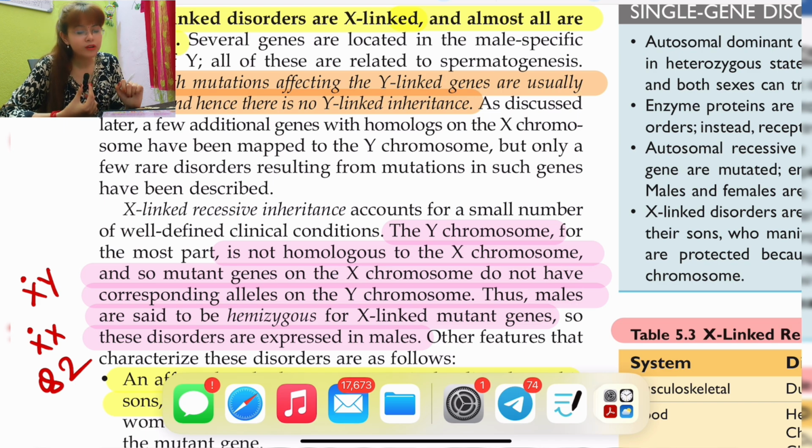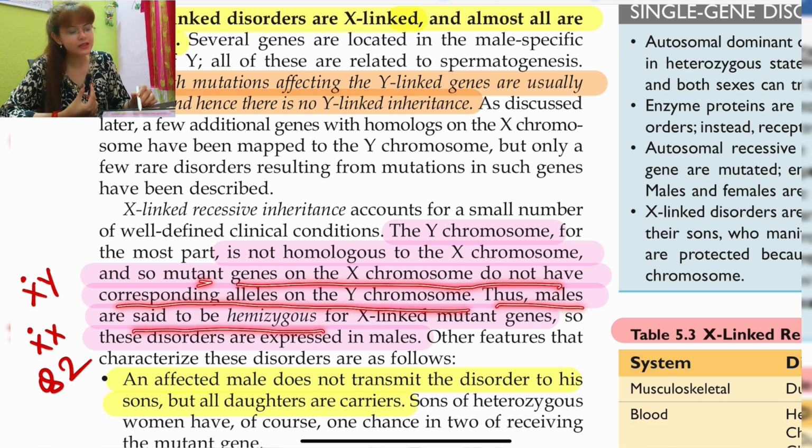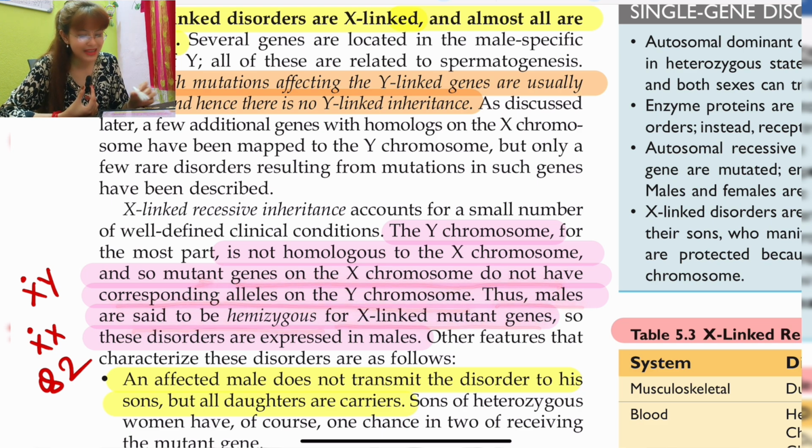The second question is more difficult to understand. It is asking why these disorders are expressed only in the males. Now please listen to this very carefully. The Y chromosome is not homologous to the X chromosome, and so the mutant genes on the X chromosome do not have corresponding alleles on the Y chromosome. Thus, males are said to be hemizygous for X-linked mutant genes, and so these disorders are expressed in the males.